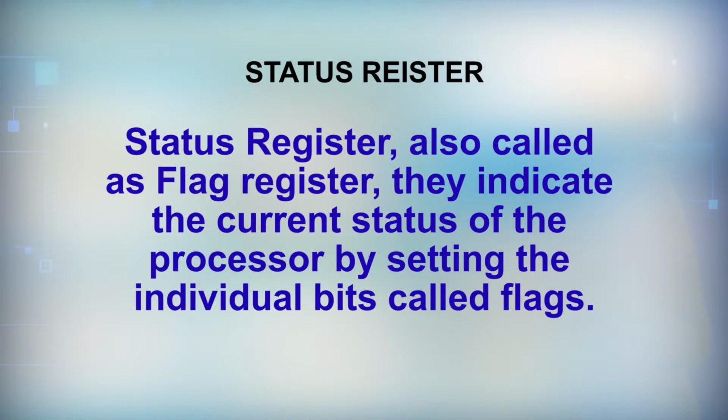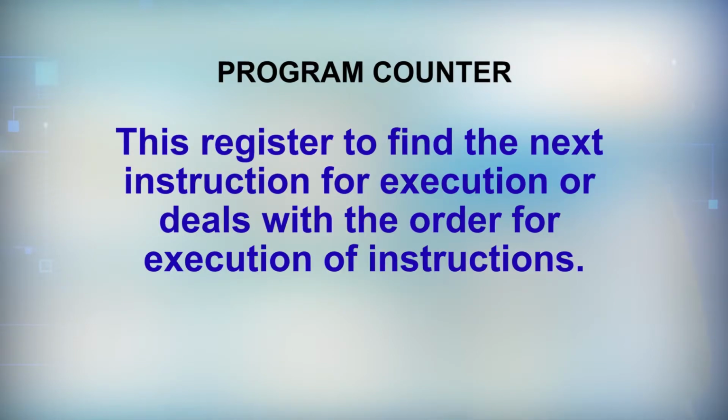Then there is the status register, also called the flag register. They indicate the current status of the processor by setting individual bits called flags. Program counter: this register is there to find the next instruction for execution, or deals with the order of execution of instructions. It acts like a pointer which indicates the subsequent memory location where the instruction is to be stored.